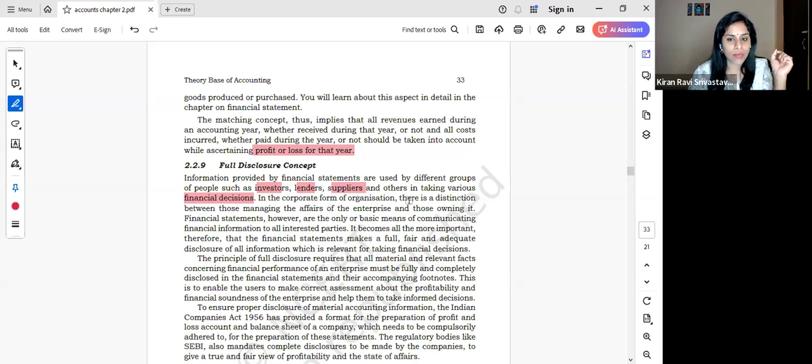So in the corporate form of organization, there is a distinction between those managing the affairs of the company and those owning it. In reality, the ones who manage the company and the ones who own the company are two different people. Just take Reliance. Now, who is the owner of Reliance Group of Industries? Anil Ambani.